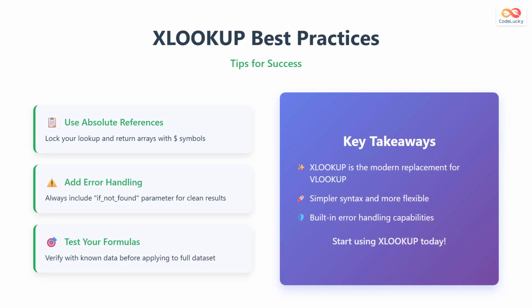Here are some best practices to ensure success with XLOOKUP. Always use absolute references by locking your lookup and return arrays with dollar symbols. Add error handling by including the if_not_found parameter for cleaner results. And test your formulas with known data before applying them to the full dataset.